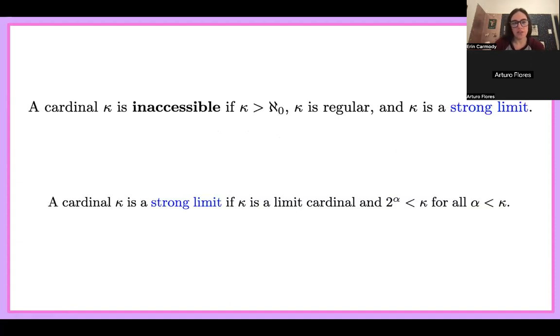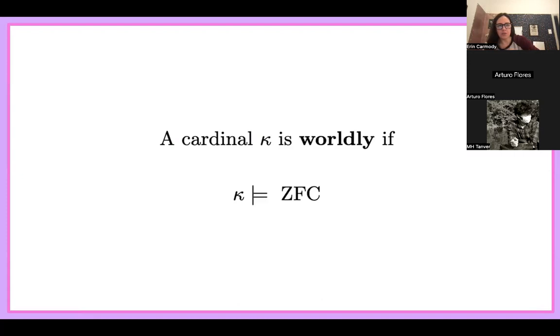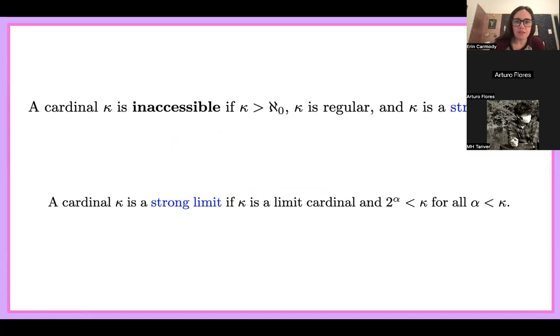And I just want to mention that a cardinal kappa is inaccessible. The worldly is like the smallest large cardinal, maybe. A cardinal kappa is inaccessible if kappa is greater than aleph naught, so it's uncountable, it's regular, and it's a strong limit. We saw regular, meaning your cofinality is as long as you are. There's no backdoor, no secret passageway or secret ladder. So kappa is regular, not like aleph sub omega, and it's a strong limit.